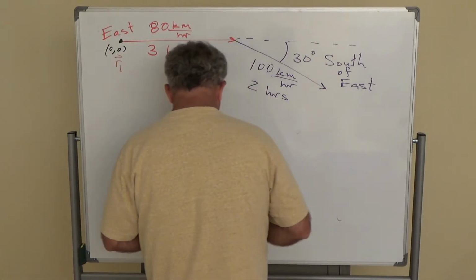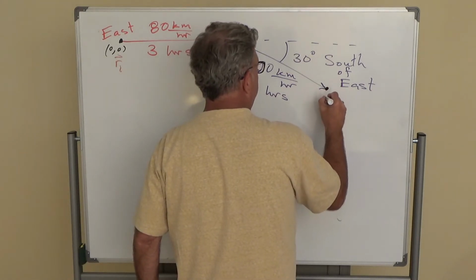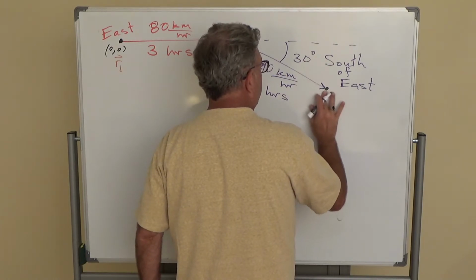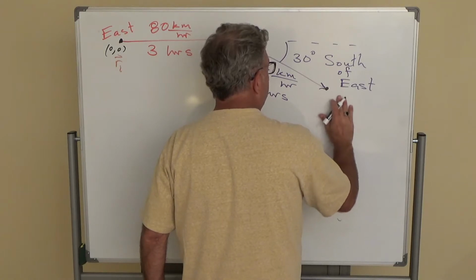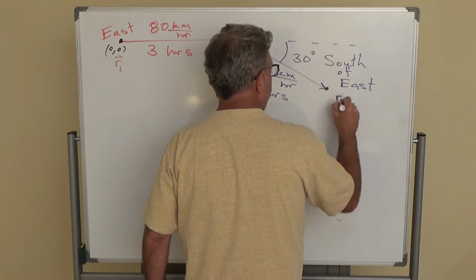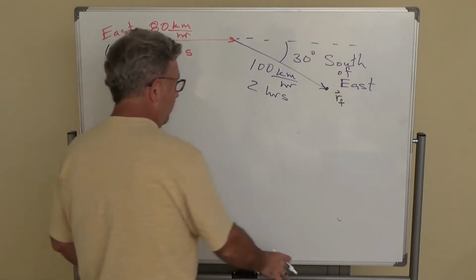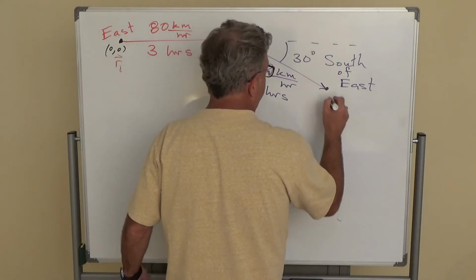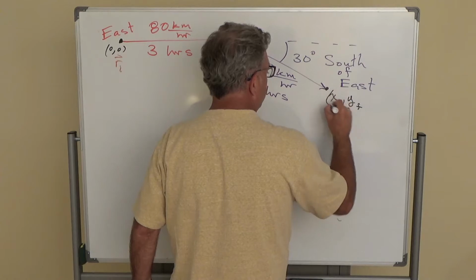This point is R final, not R. Well, I'll make it the vector. This is R final. I don't like that. Okay. This is X final, Y final. All right.